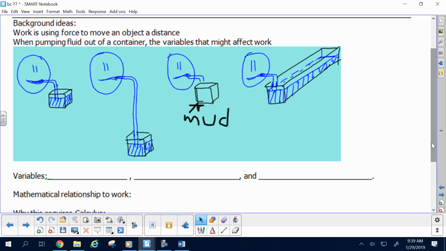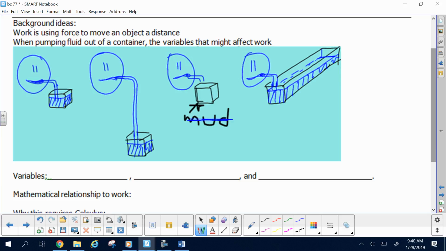Here's a normal case. That person is sucking fluid out of a cube. By cube, because it's easier than a cylinder. This person 2, is this person going to have to do more work or less work if they suck out the fluids from this really long straw? More work, okay?